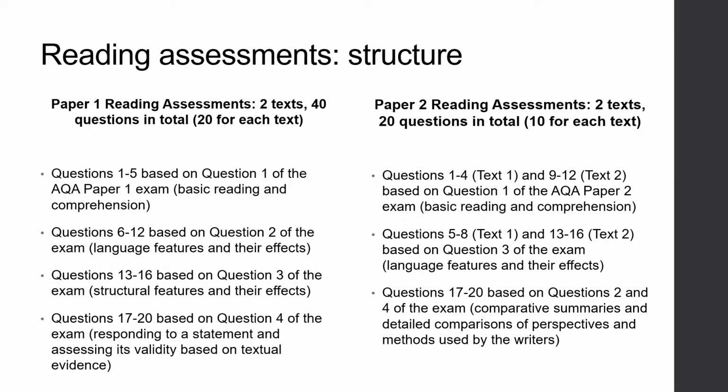The Paper 1 reading assessments are comprised of 40 questions over 2 texts. The students read one text, answer a series of 20 questions, read the second text, and answer another series of 20 questions. The Paper 2 reading assessments are based across 2 texts, 20 questions in total. But here, just like the Paper 2 exam, questions 17 to 20 have a comparative element, just like question 2 and question 4 of the actual exam.